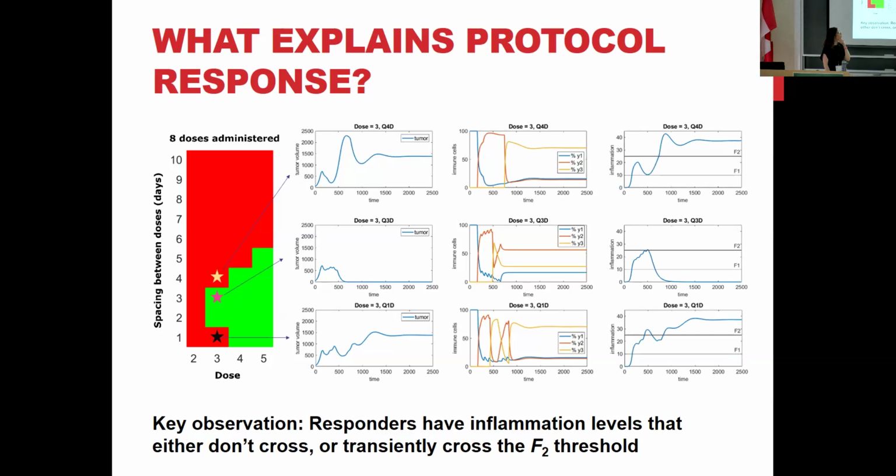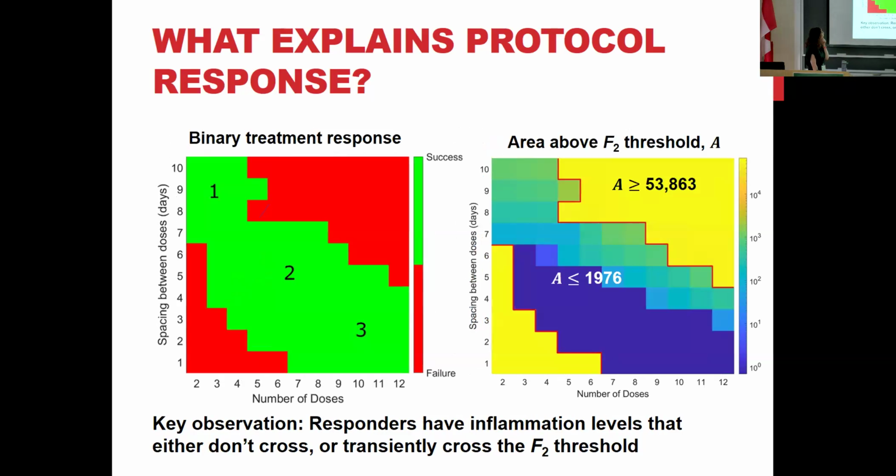And if we also track the inflammation levels over time, what we notice for the failure cases is inflammation is staying above the secondary threshold, F2, whereas in the middle case, in the case of treatment success, inflammation might cross that threshold a bit, but it doesn't sustain at those high levels. And we observe this across all of protocol space. So if we just track area above that secondary threshold, what we find is it's very large areas above that threshold that correspond to failure and smaller, but not necessarily insignificant, values that correspond to success.